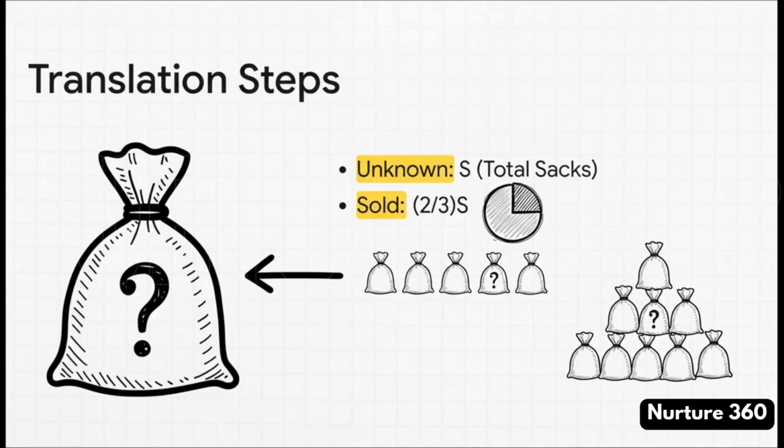Let's break this story down into math pieces. Our big mystery, the unknown, is S, the total number of sacks he started with. The amount he sold is 2/3 of his total, so we write that as 2/3 S. The amount he just gave away is a simple 5. And what's left over at the very end is 15. See? We've just pulled the math right out of the story.